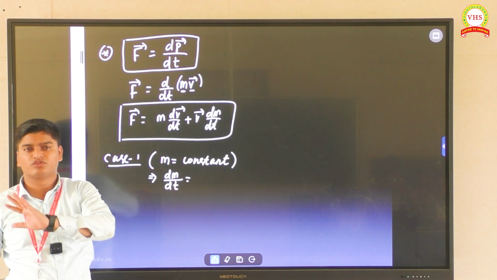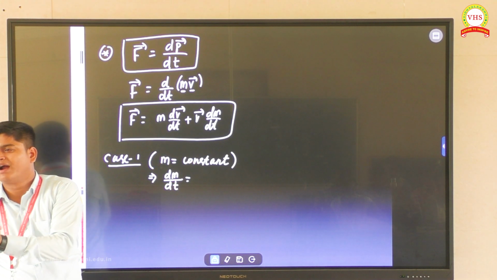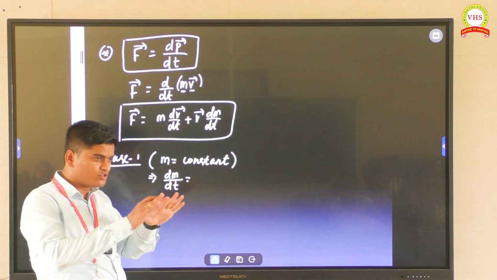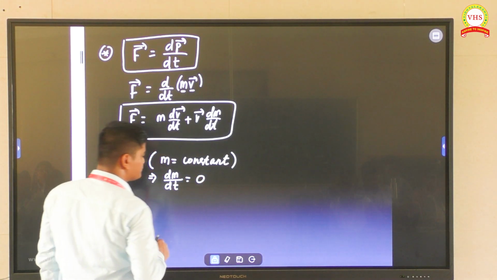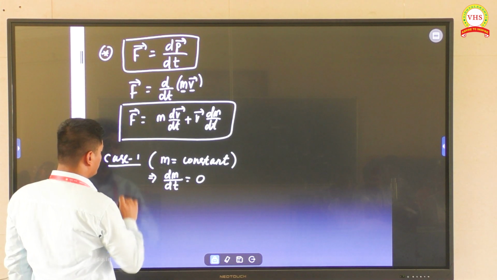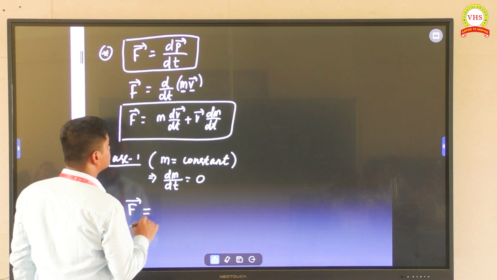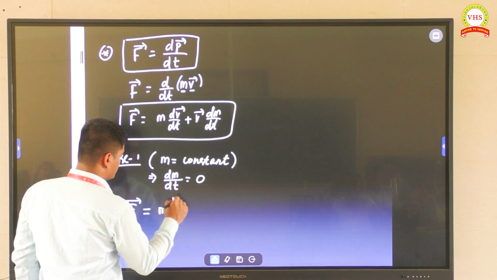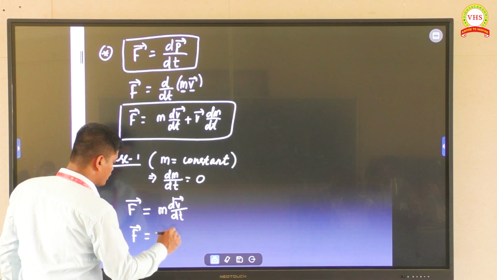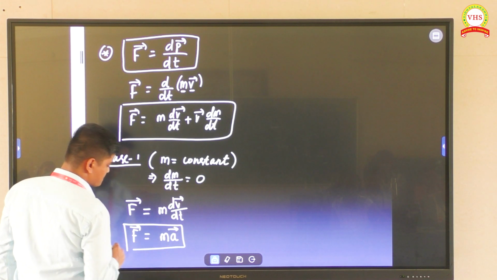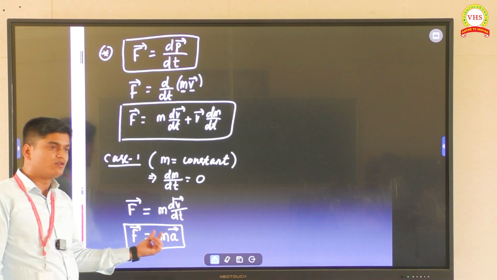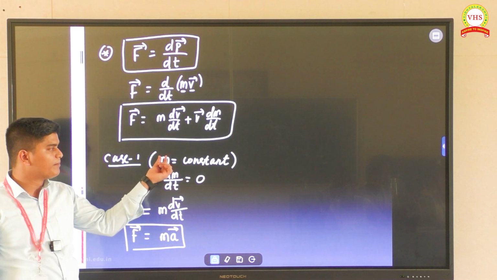Suppose my mass is constant with respect to time. Then the change in mass will be 0. If mass is not changing with respect to time, the change in mass is 0, so dm by dt is 0. If dm by dt is 0, what will f become? m dv by dt. And m into dv by dt is mass into acceleration, where a means acceleration. So F equals mass times acceleration when mass is constant.